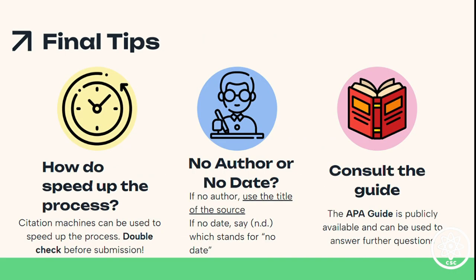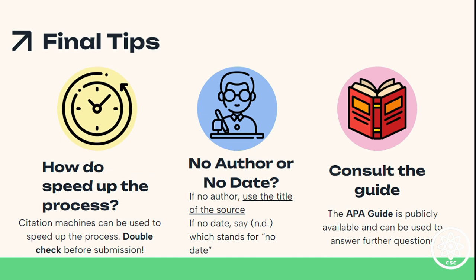Here are some final tips with regards to effective citation. Firstly, how do you speed up the process? Citation machines can easily be found online, and they can be used to speed up the process of citation. You can copy and paste a website URL, for instance, into a citation machine such as Scribbler, and you can immediately get the proper citation in the proper format.